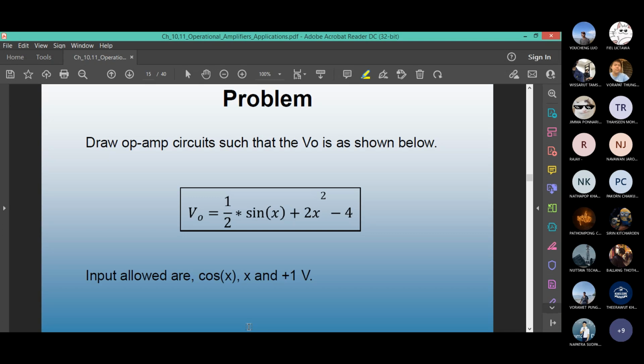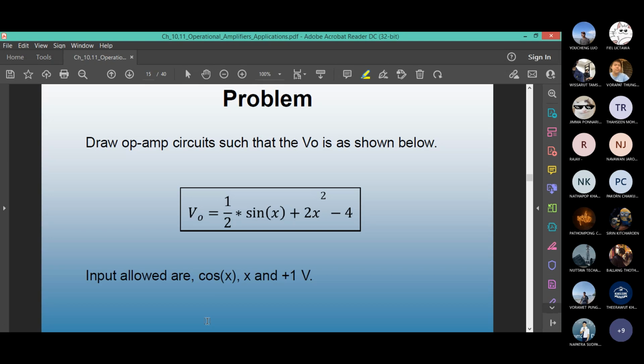Here is one problem which we did in the class. The output voltage is given for an op-amp, so it is asking you to design. You need the output as half sine x plus 2x squared minus 4. Input has to be given, otherwise you don't know what to do. Allowed inputs are cosine x, x and 1 volt. You can see how you get sine x out of cosine x.